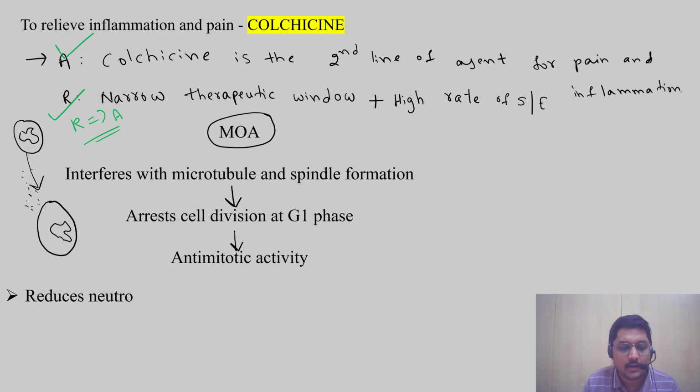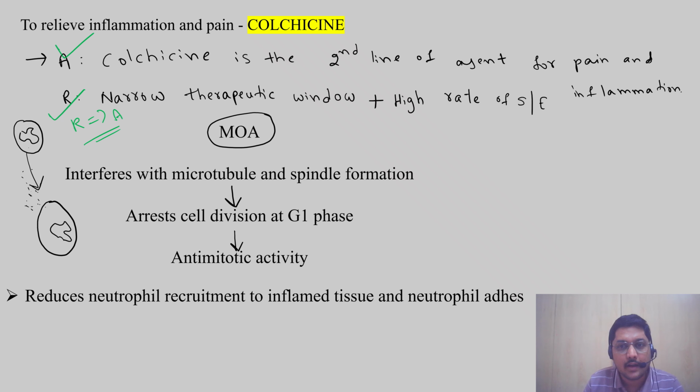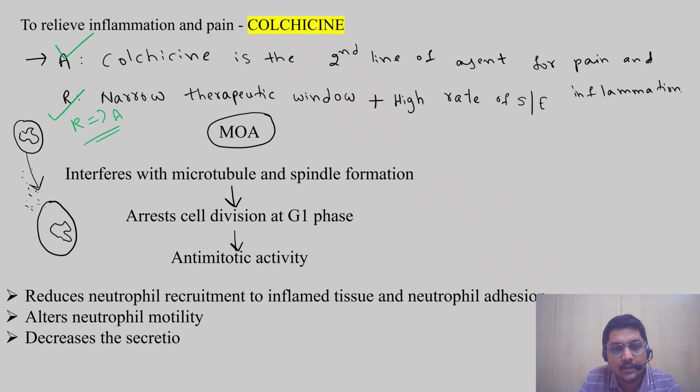And one more property is that colchicine reduces, as I told you, neutrophil recruitment to the inflamed tissue site and neutrophil adhesion. Okay, and it alters the neutrophil motility. As I said, the cytoskeleton is arrested, right? That microtubule part, and it even decreases the secretion of these chemotactic factors.